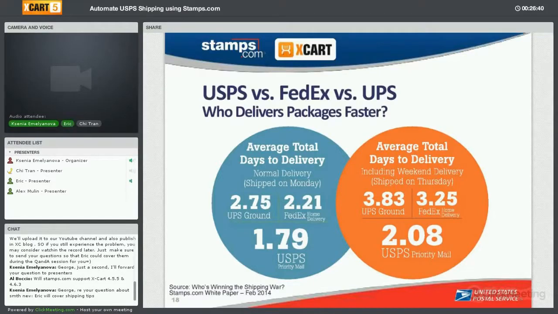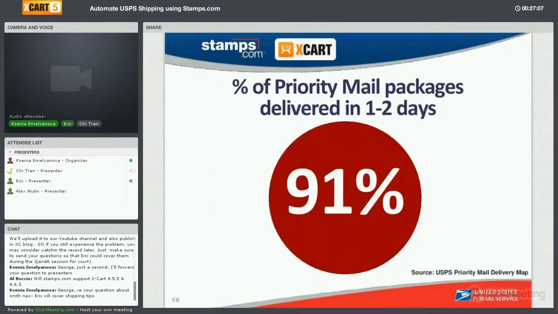And if you look over to Thursday delivery, where weekend delivery came into play for the items that were shipped on a Thursday, the USPS went up a little bit, up to 2.08, but FedEx and UPS ground really went up significantly by an extra day. And this is basically because of the weekend delivery. So USPS really provides a great option to get packages into your buyer's hands quickly.